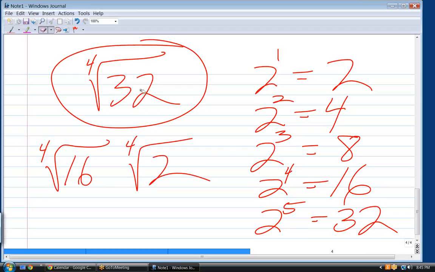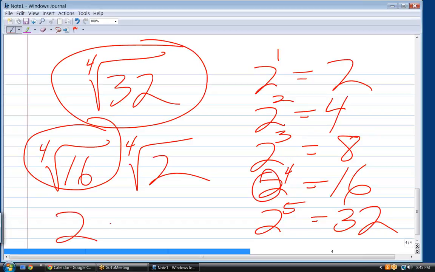Instead of the 4th root of 32, I'm going to do the 4th root of 16 times the 4th root of 2, knowing that I can replace that with the number 2. So that would be 2 times the 4th root of 2.